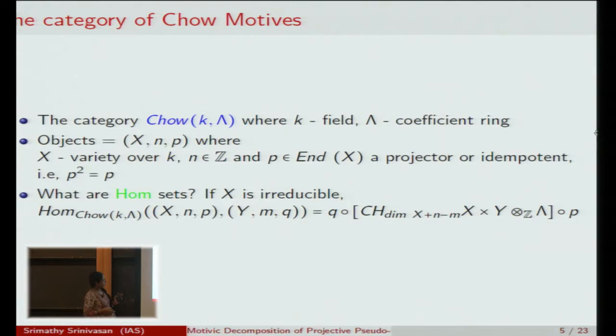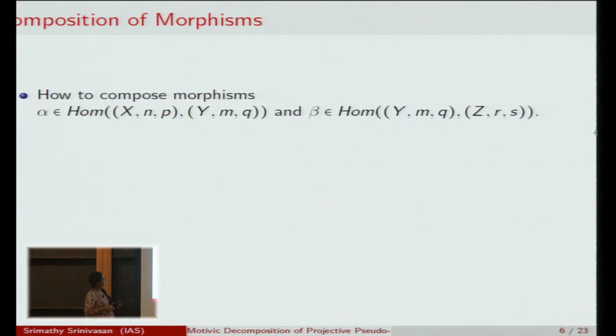So the Hom sets between these two objects is this. What you do is you just take the (dim X + n − m)th Chow group of X × Y, and then tensor it with this coefficient ring, and then you precompose and postcompose it with these projectors P and Q. Okay, so this is the Hom set, but again I haven't said how to compose the morphisms.